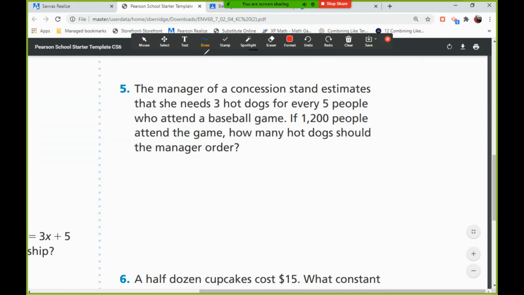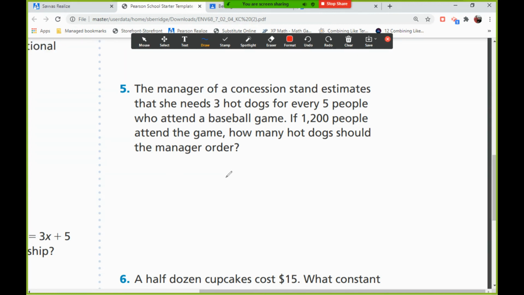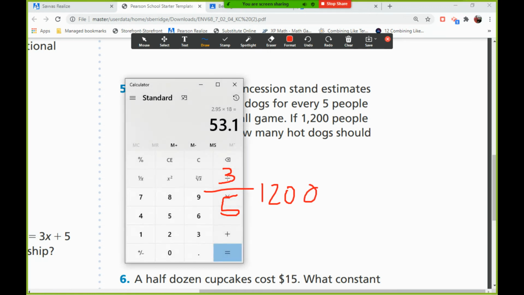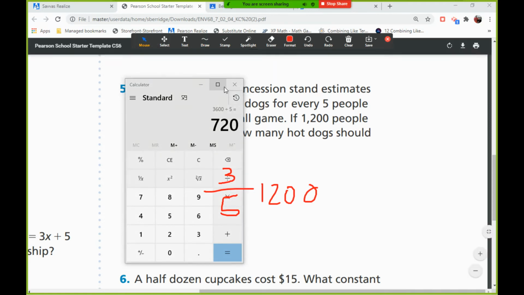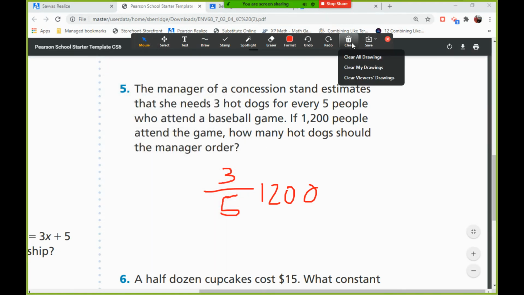So in this instance, 3/5 is your constant of proportionality times 1,200. So she took 3 times 1,200 divided by 5. She needs 720 hot dogs. I know I did that quick, but yeah.